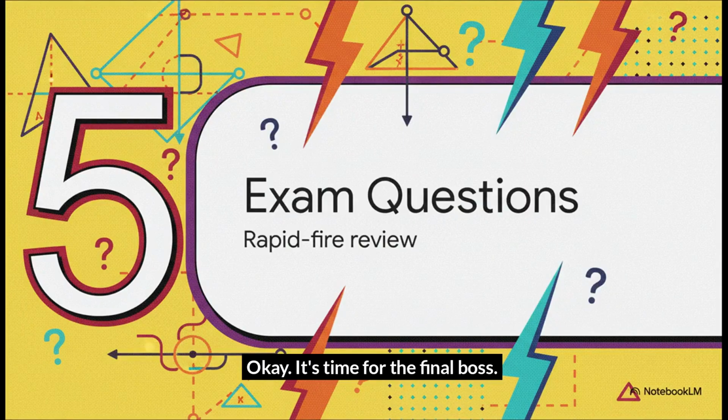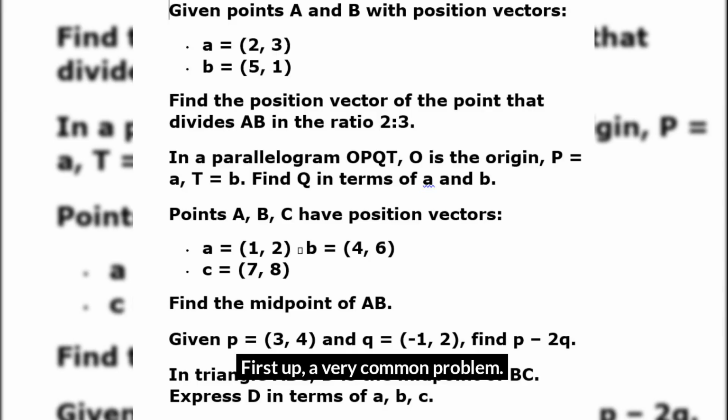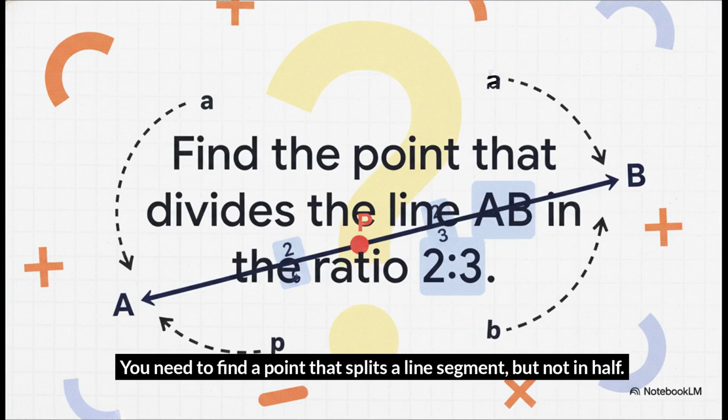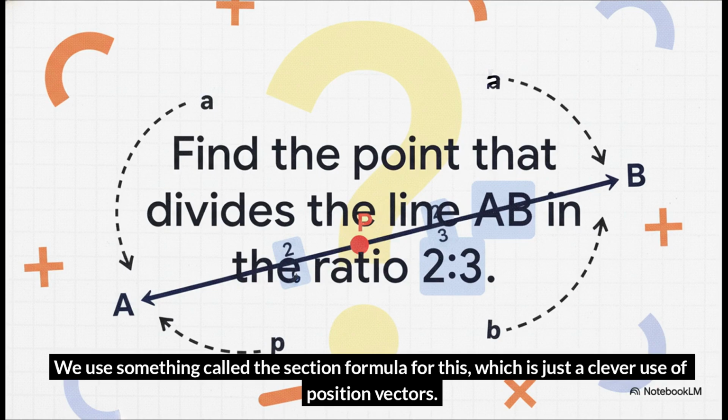Okay, it's time for the final boss. Let's put everything we've learned into a pressure cooker and run through a couple of typical exam questions, rapid-fire style. First up, a very common problem. You need to find a point that splits a line segment, but not in half. In this case, we want a point P that's 2/5 of the way from A to B. We use something called the section formula for this, which is just a clever use of position vectors.